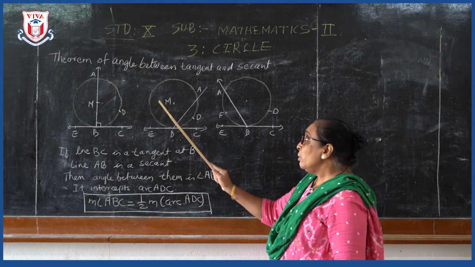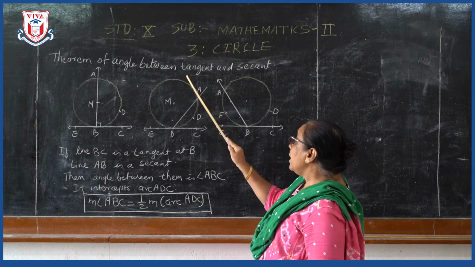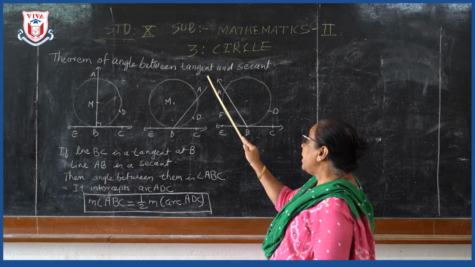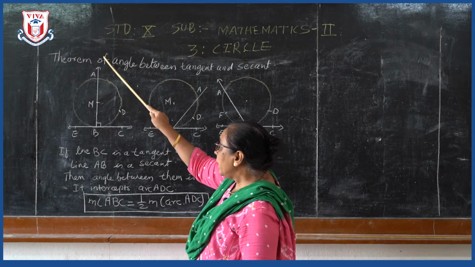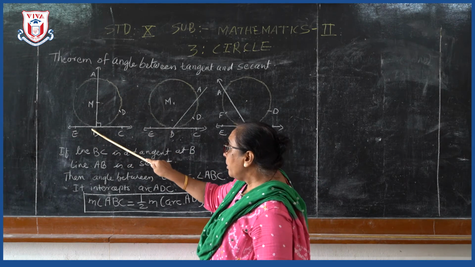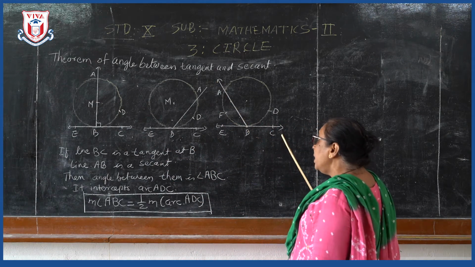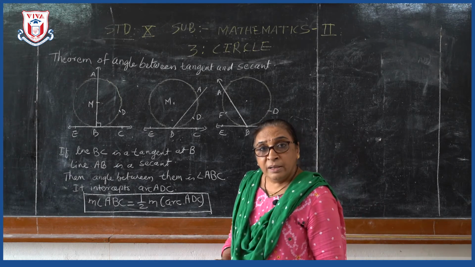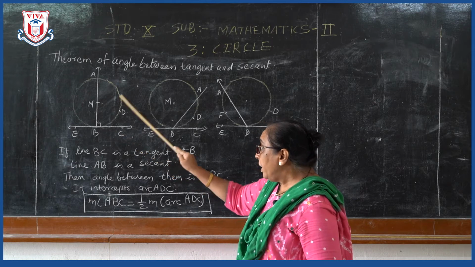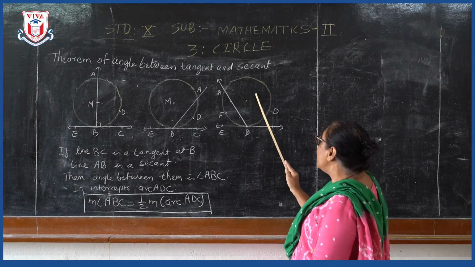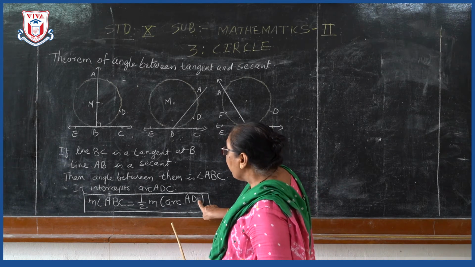Now we have to describe the relation between the angle formed by the tangent and secant. So line BC is a tangent and AB is a secant. The angle between them is angle ABC. Here also ABC, here also ABC. And this angle intercepts the arc ADB. Sorry, here ADB, here also ADB, here also ADB. Now what is the relation between them?